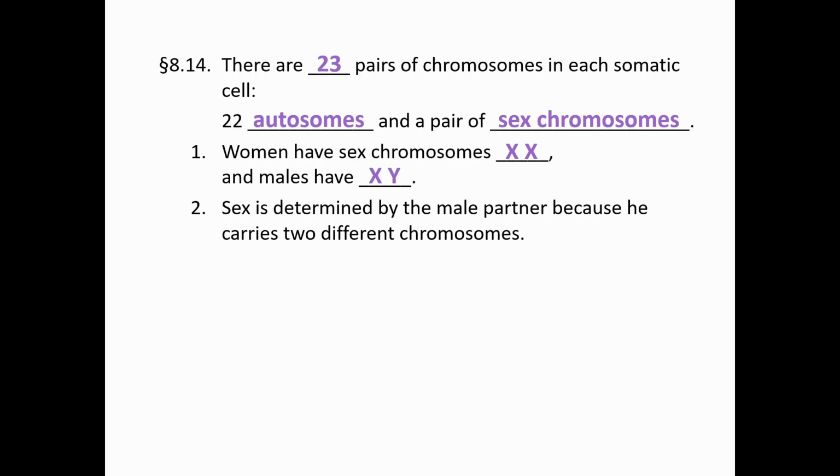The partner who's going to determine the XY or XX of the offspring is the male. Because females are XX, they can only give an X chromosome to their offspring. But with males, they have a 50-50 chance of giving the offspring an X or giving the offspring a Y, because he has the two different chromosomes.